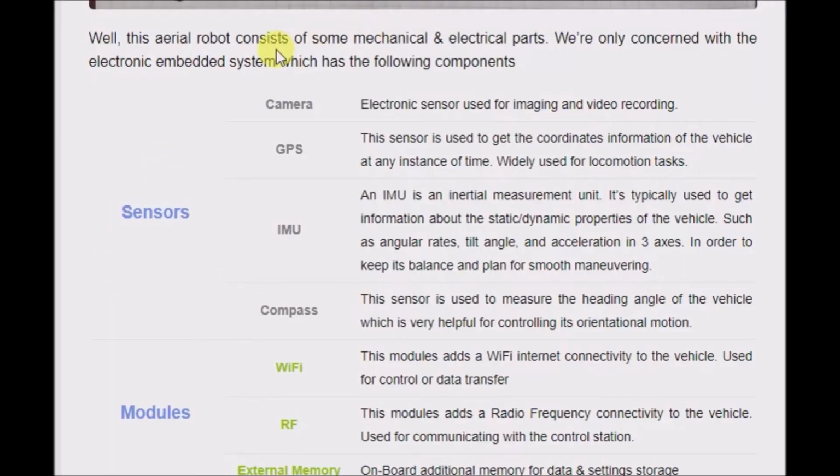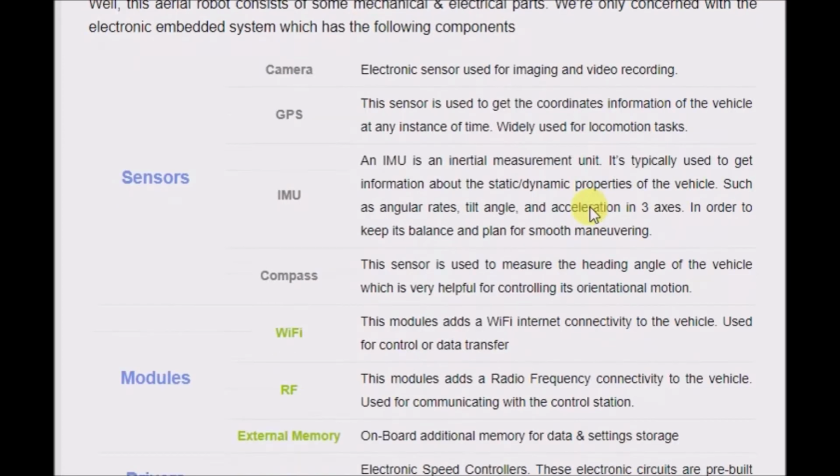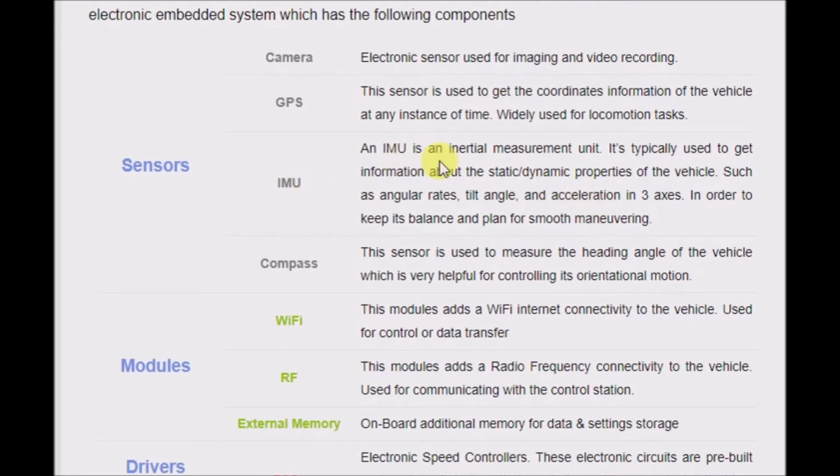Well, this aerial robot consists of some mechanical and electrical parts. We're only concerned with the electronic embedded system, which has the following components. Camera, an electronic sensor used for imaging and video recording. GPS, the sensor used to get the coordinates of the vehicle at any instant of time, widely used for locomotion tasks. IMU, an inertial measurement unit. It's typically used to get information about the static and dynamic properties of the vehicle, such as angular rates, tilt angle, and acceleration in 3 axes, in order to keep its balance and plan for smooth maneuvering.